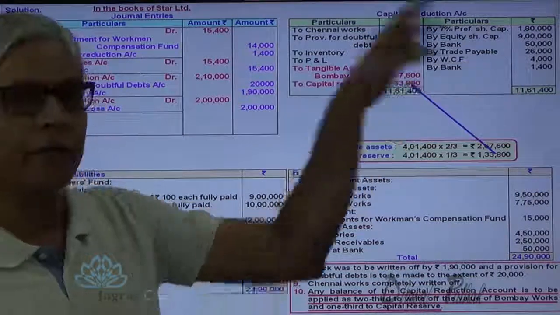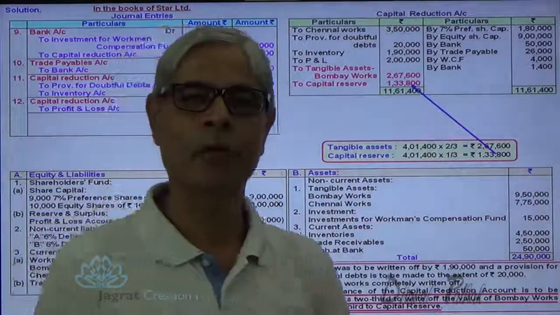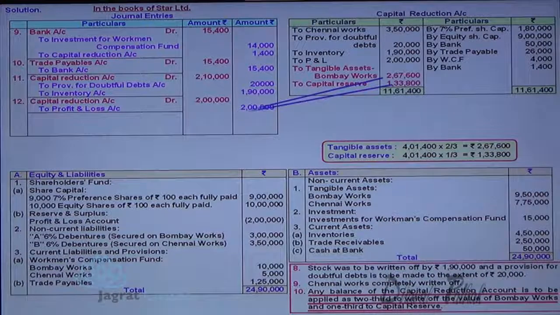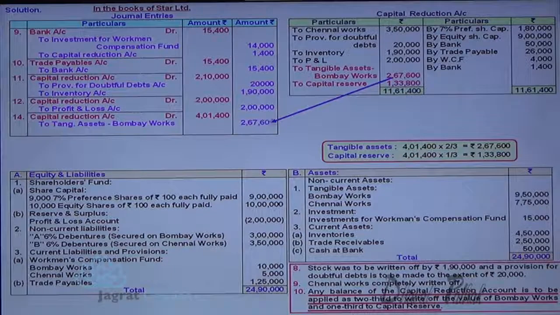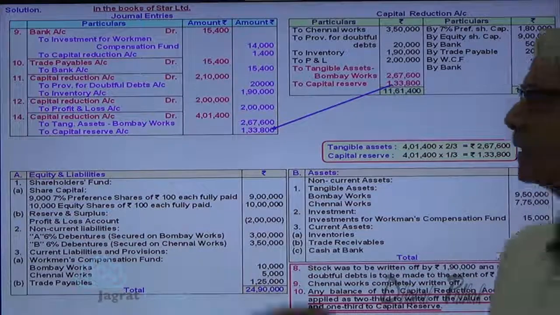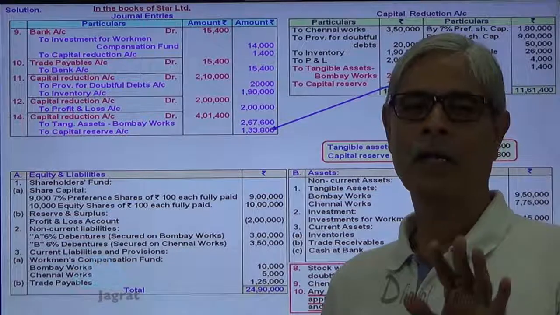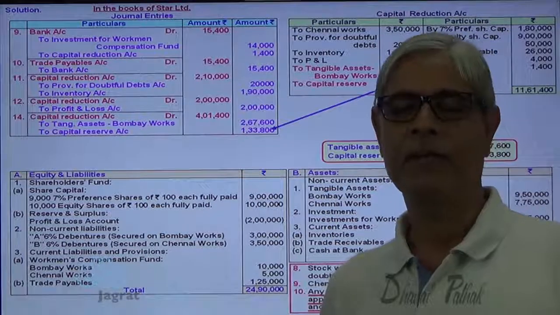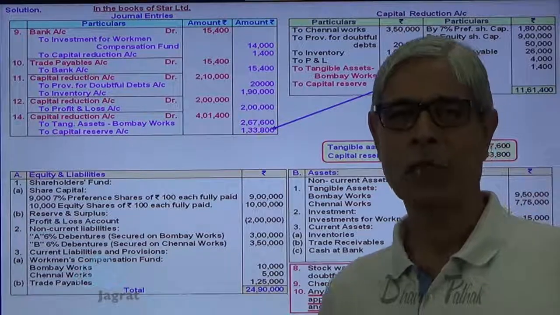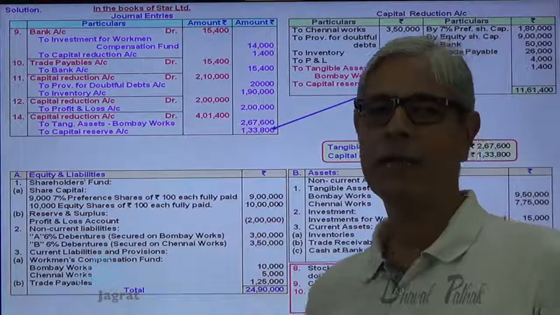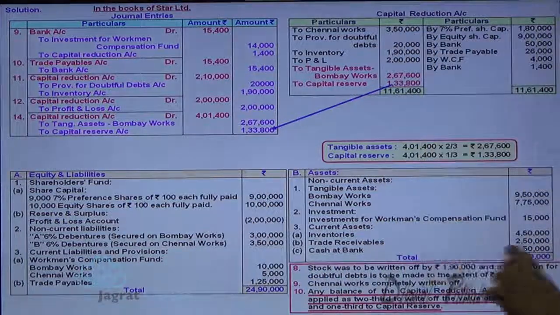So my capital reduction account is. In light of this, let me write down the journal entry. Capital reduction account debit 4,01,400 to Bombay Works account credit, to capital reserve account credit. This is how capital reserve is credited with 1,33,800. After this reduction scheme, we are not required to prepare the balance sheet as it is not asked of us. So we just write down the journal entries. So this is how I have recorded the journal entries for the given sum.